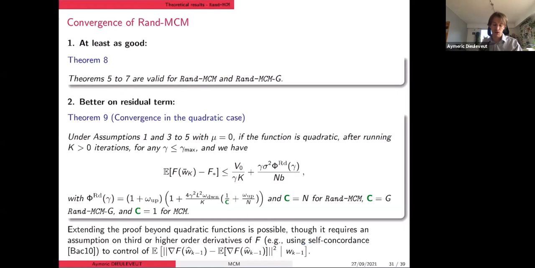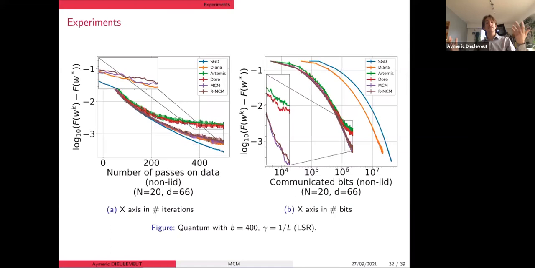Okay, so this is just the takeaway. We can reduce this term by a factor of n for Random SAM, where we only make g groups, and just one for MCM. So we have one term which is better, and I don't want to go into all the details. Next, the experiments. Basically, the experiments just show what I've advertised.